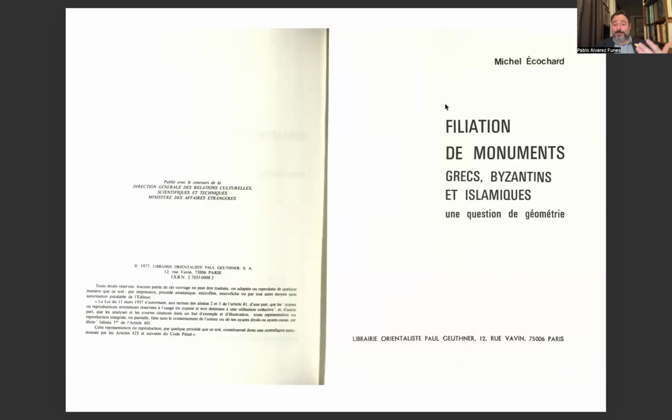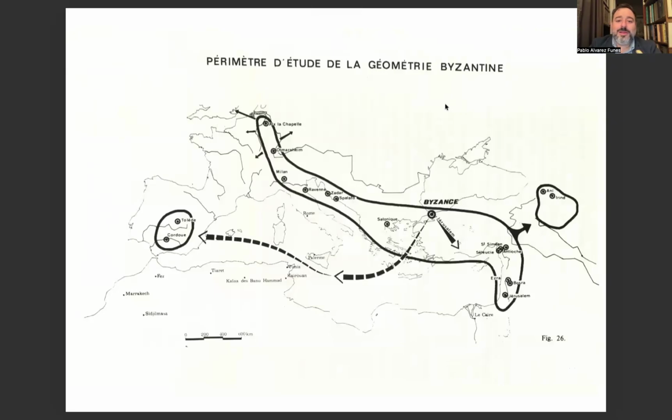And to start wrapping up, the book I have brought is crucially important. It is by Michel Ecochard, and it is called Relationship of Monuments, Greek, Byzantine, and Islamic, a Question of Geometry. He's giving you the spoiler here already. Ecochard was an architect who was initially in Syria and then moved to Morocco. He did a lot of things in French Morocco, and based on all the knowledge that he got, he published this book.